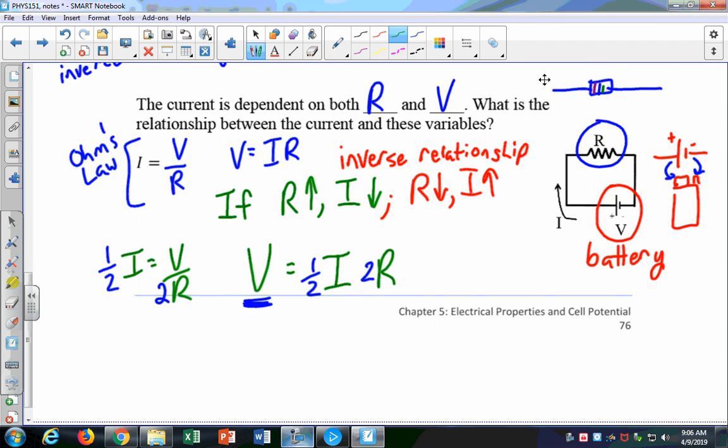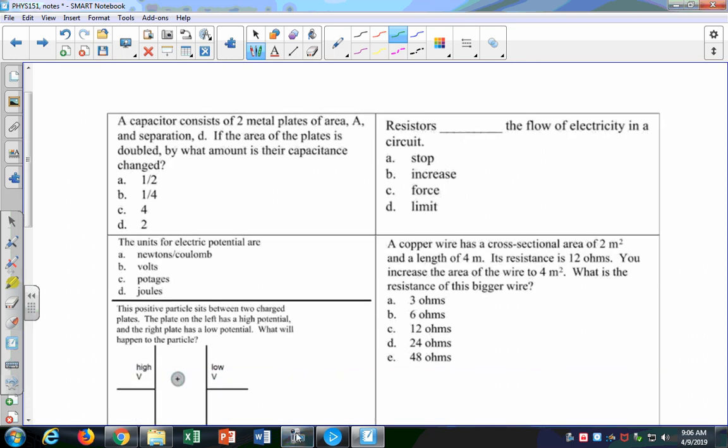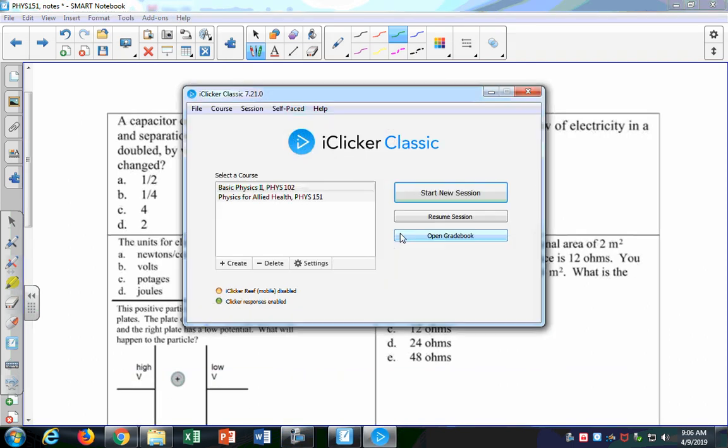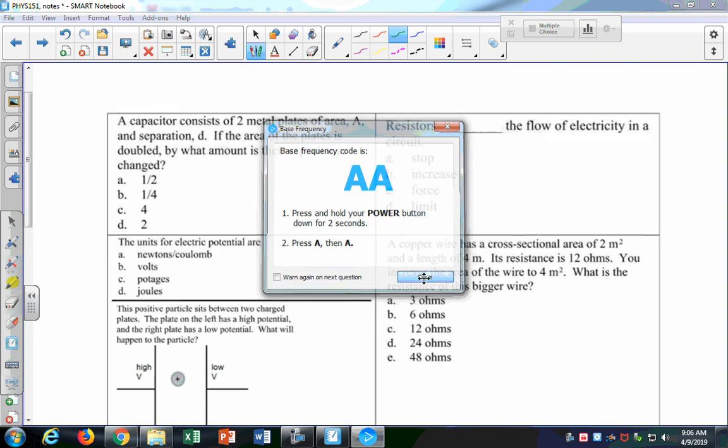All right, let's do a few questions. We'll do this first one up on the left about the capacitors first.